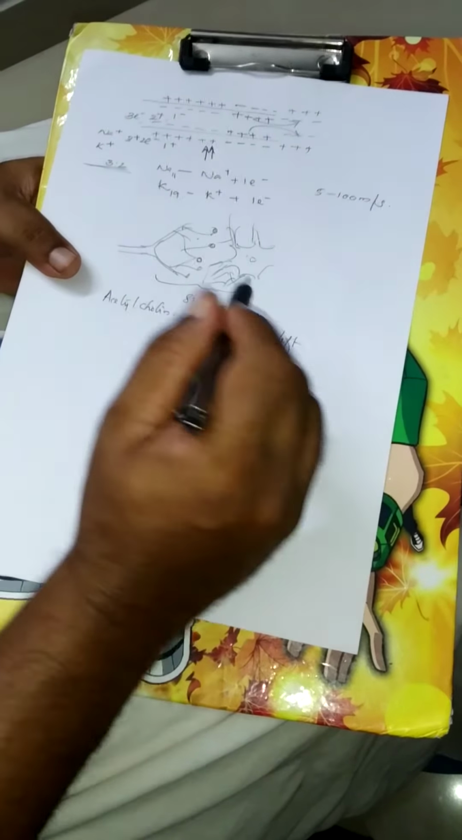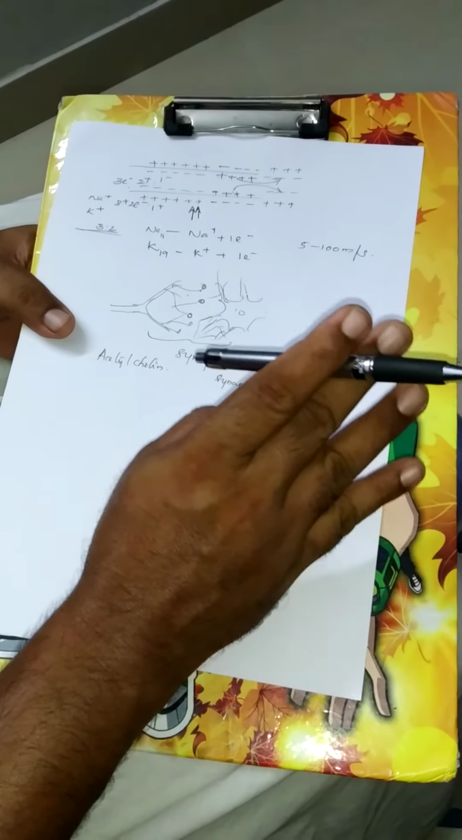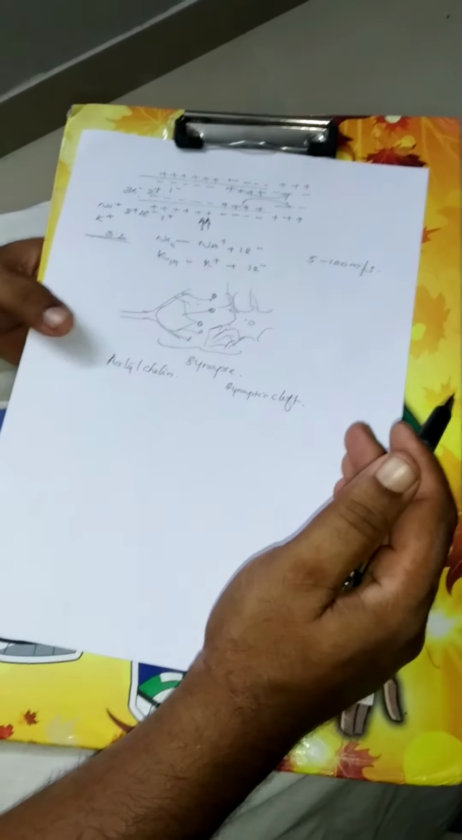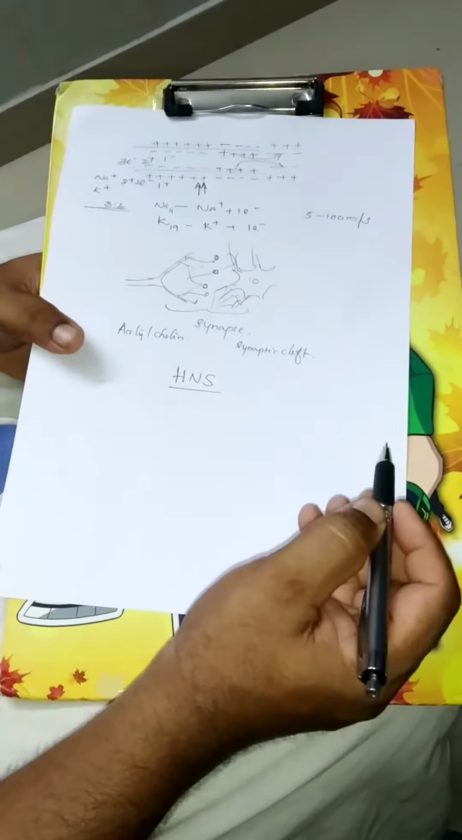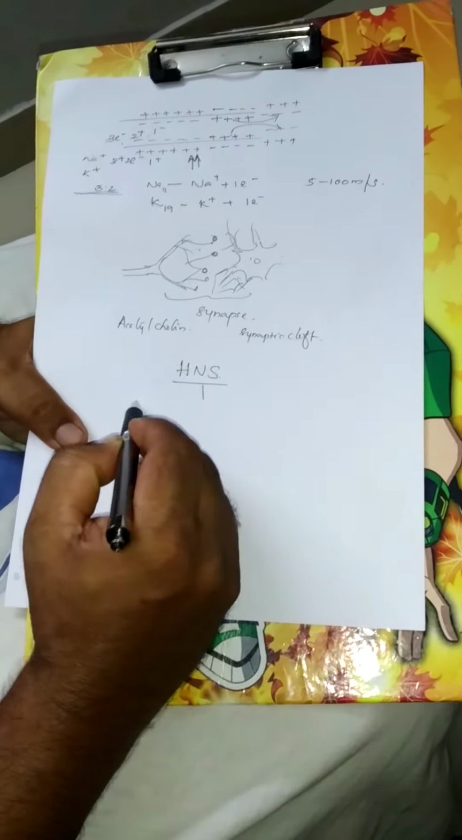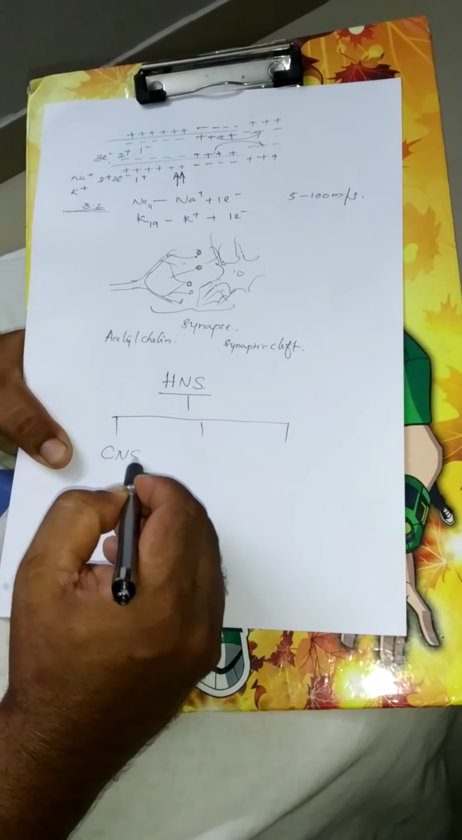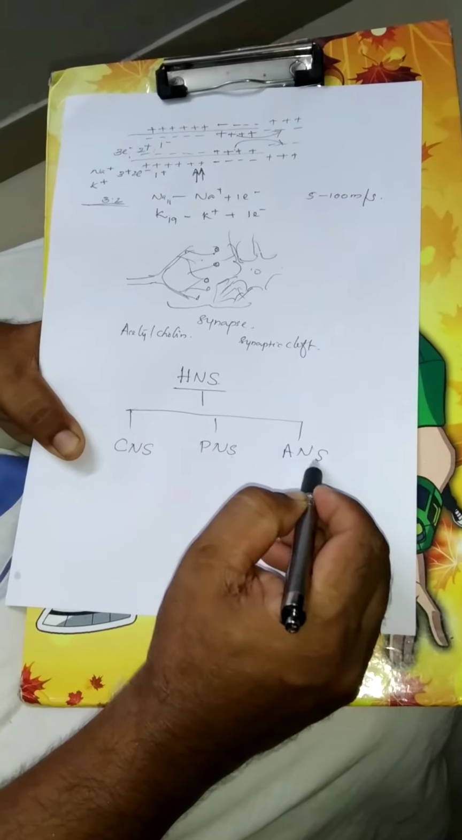In our body, these three types of nerves are met. That is the introduction to the nervous system. Then we come to the human nervous system, which is represented as HNS. It is classified into three: the central nervous system, the peripheral nervous system, and the autonomous nervous system.